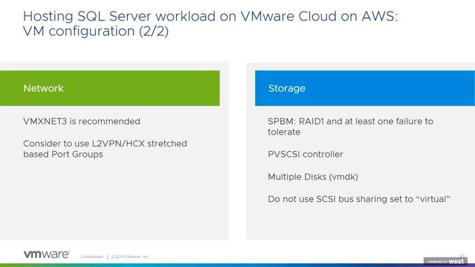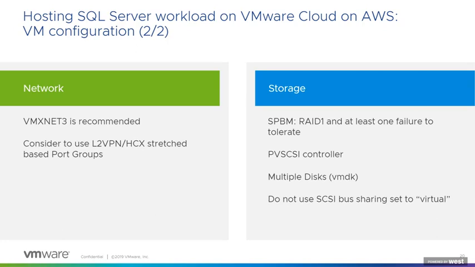Storage is one of the major parts to ensure that your SQL Server workload will perform as well as or better than you have it on premises. Remember that for i3 host, your storage will be provided as VMware vSAN, and for R5 host, it will be EBS storage. For vSAN, we recommend using RAID 1 and at least one failure to tolerate for all tier 1 SQL Server workloads to ensure the best performance possible.